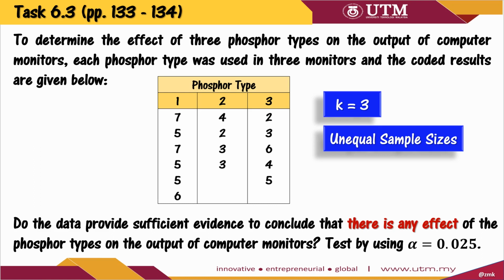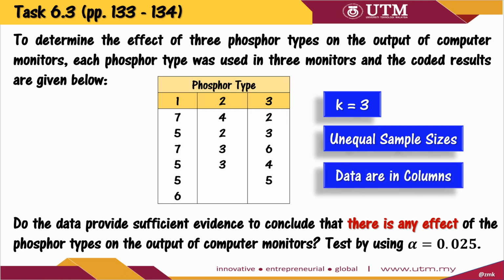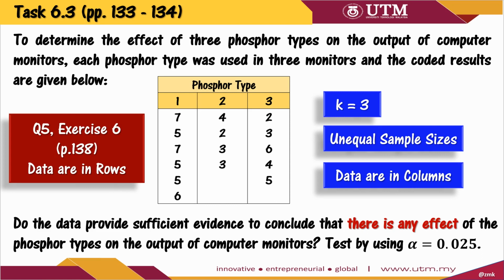Please note that in this example and also in the other examples in the previous parts, the data are tabulated column by column for different levels or groups. However, you can also tabulate the data by rows, such as in question 5 from exercise 6 in Statistics for Engineers textbook, page 138. Whichever way the data are tabulated, the procedure remains the same. You only need to be very careful when performing the calculation.